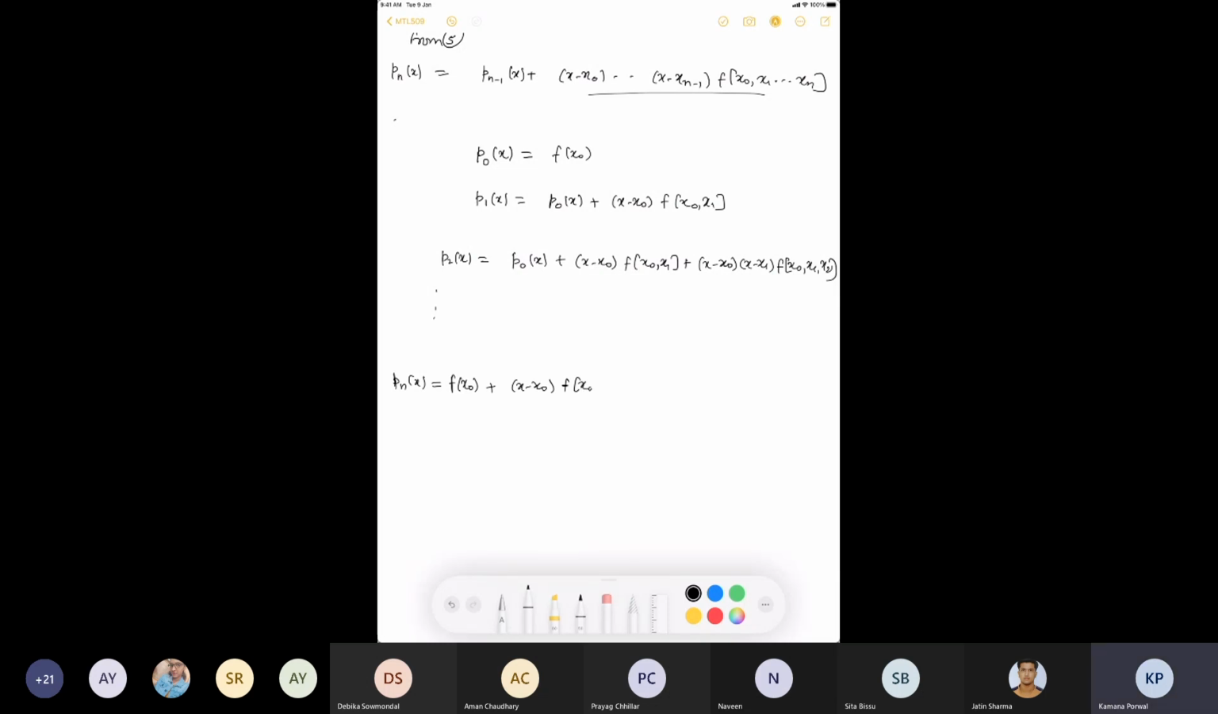First divided difference of f at x naught, x minus x naught, x minus x1, second divided difference of f at x naught. And the last term is going to be x minus x naught, x minus x1 up to x minus xn minus 1 times the nth order divided difference of f at x naught.